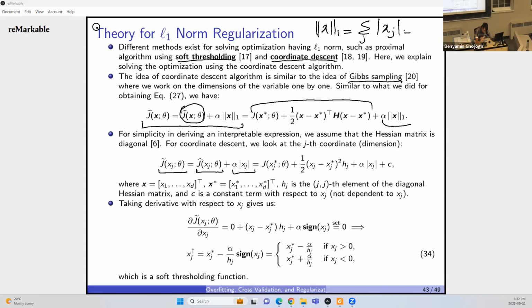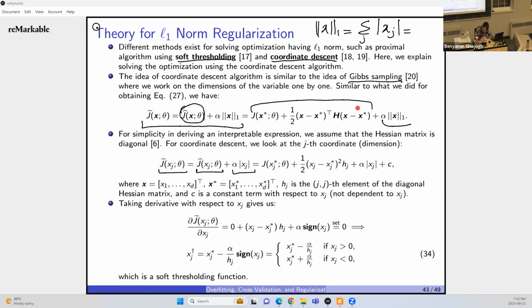Because this, what is this? It's the absolute value of x1 plus the absolute value of x2 plus the absolute value of x3 until the absolute value of xd. In coordinate descent, I'm assuming all of them are constant. Only I'm optimizing with respect to xj. So the absolute value of x1 becomes constant, the absolute value of x2 becomes constant. Only the absolute value of xj is important. Okay, so now I have this.